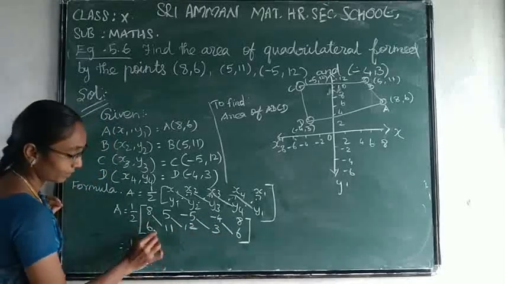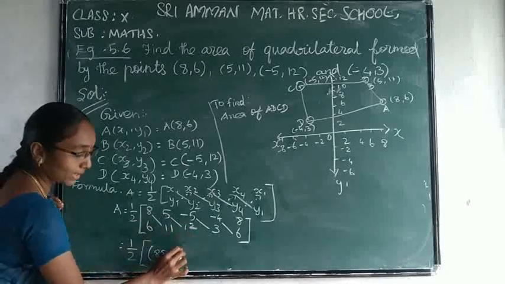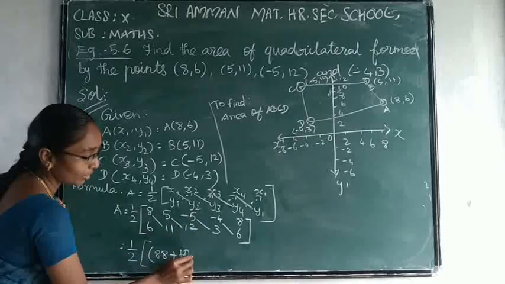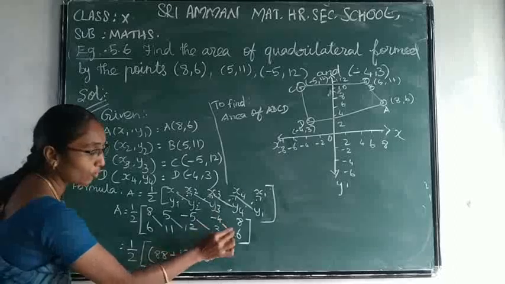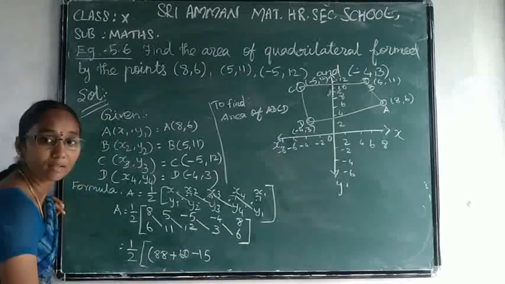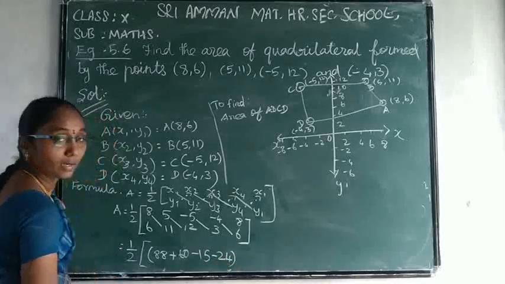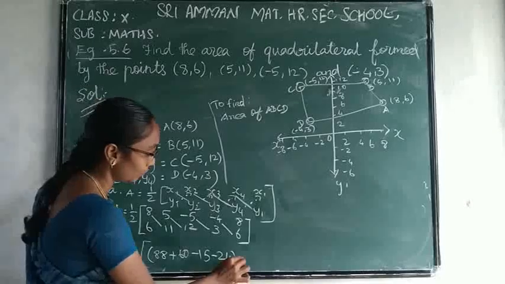8 into 11, 88. Plus 5 into 12, 60. Minus 5 into 3, minus 15. Minus 4 into minus 6, plus 24. Okay, down arrow is completed, and then the up arrow.